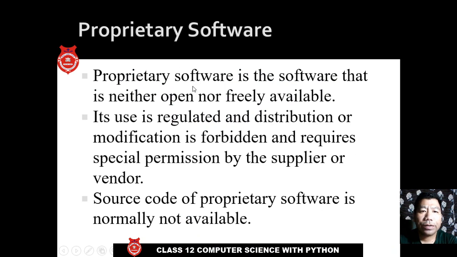Alright, now let's talk about proprietary software. Proprietary software is the software that is neither open nor freely available. It is a paid software. Its use is regulated, and distribution or modification is forbidden and requires special permission by the supplier or the developer. Source code of proprietary software is normally unavailable. So this means that these are the paid software or the commercial software. You cannot copy or distribute without the company license or the developer license.